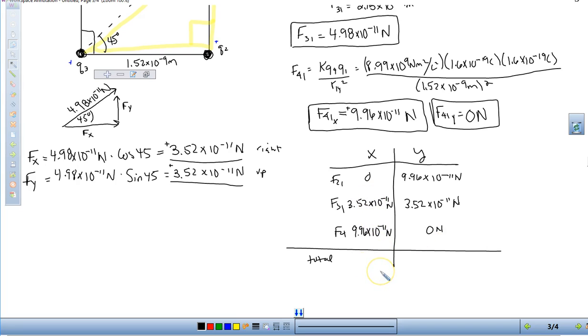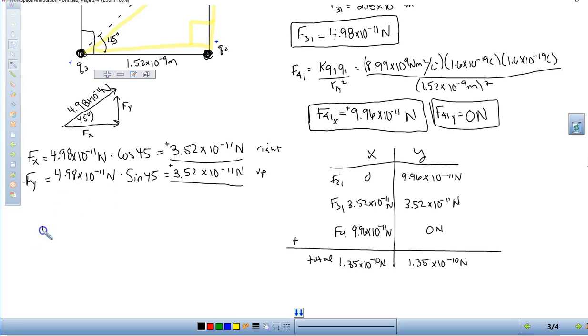So let me add these up to get our totals. 3.52 e to the negative 11th plus 9.96 e to the negative 11th, that gives 1.35 times 10 to the negative 10 newtons here. And when you add these up, surprise, you get the same value, like that. So remember what we're doing, we're adding the x's and y's, so these are our total x's and y's.